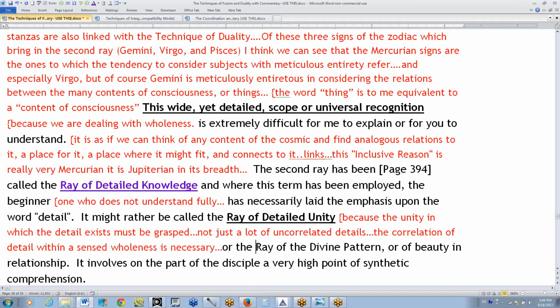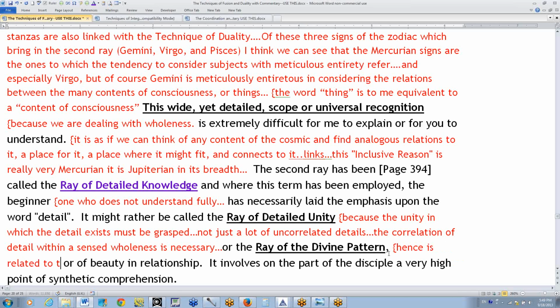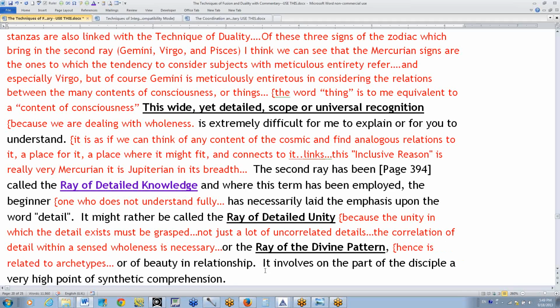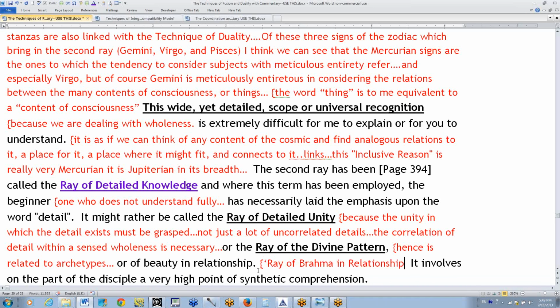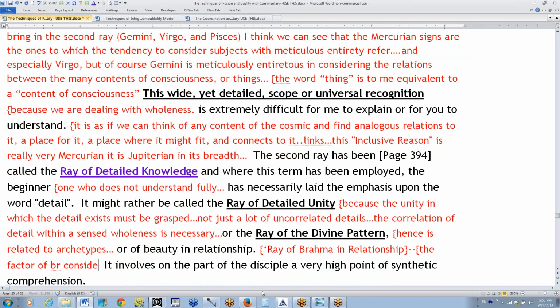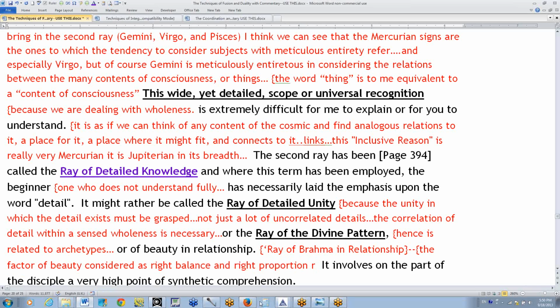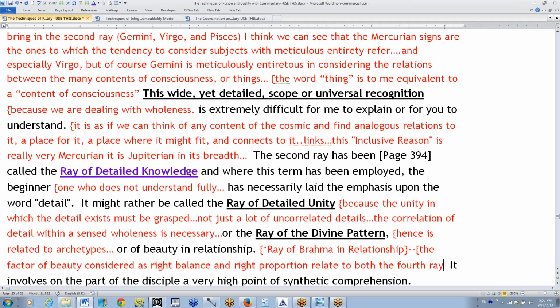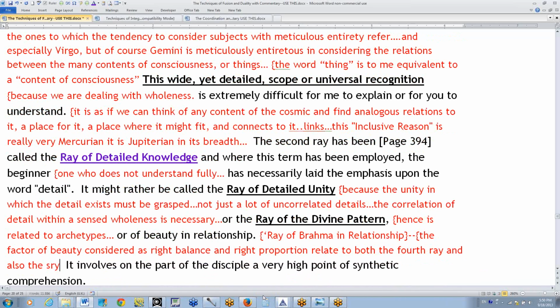Or it might also be called here the ray of the divine pattern, and hence is related to archetypes. Or the ray of beauty in relationship, we'll put it this way, ray of beauty in relationship. The middle rays, such as the second and fourth, are rays where the factor of beauty, which is right balance and right proportion, are expressed. The factor of beauty considered as right balance and right proportion relate to both the fourth ray, which is directly known as the ray of beauty, and also to the second ray.